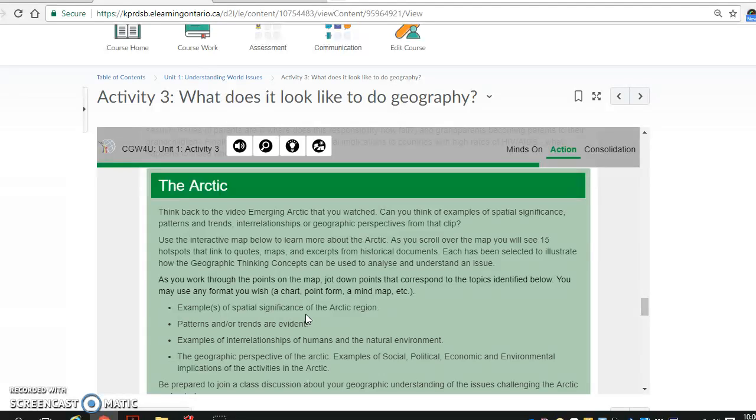They ask that you go back and you take those concepts of geographic thinking and think back to that Arctic video that you just watched. Now apply the concepts to that video. Can you think of any examples of spatial significance, patterns and trends, interrelationships, and geographic perspectives from that clip? So apply the concepts to that video.